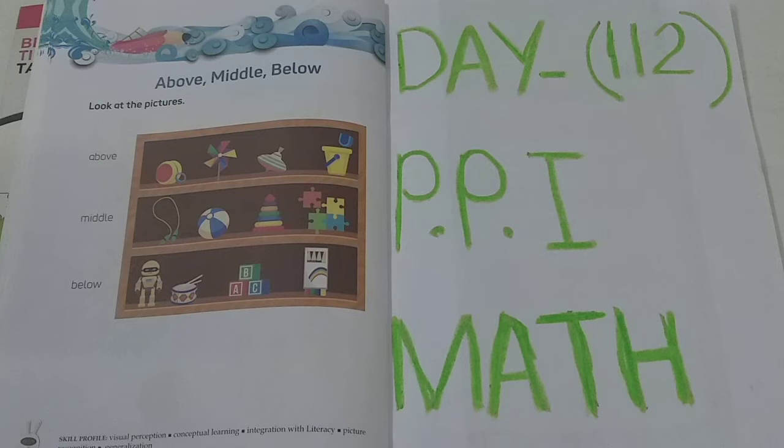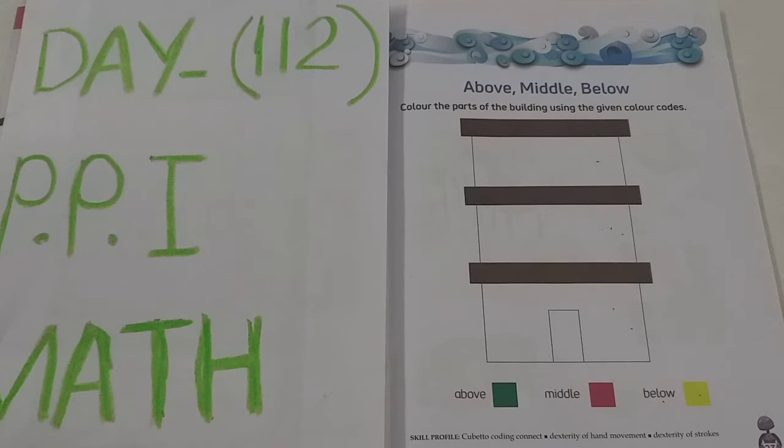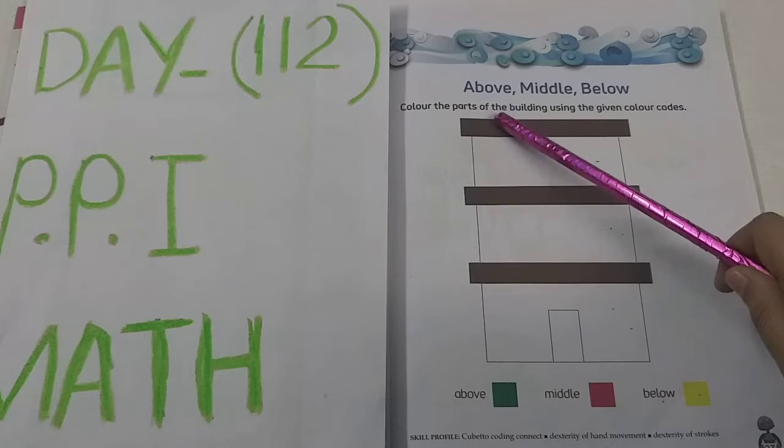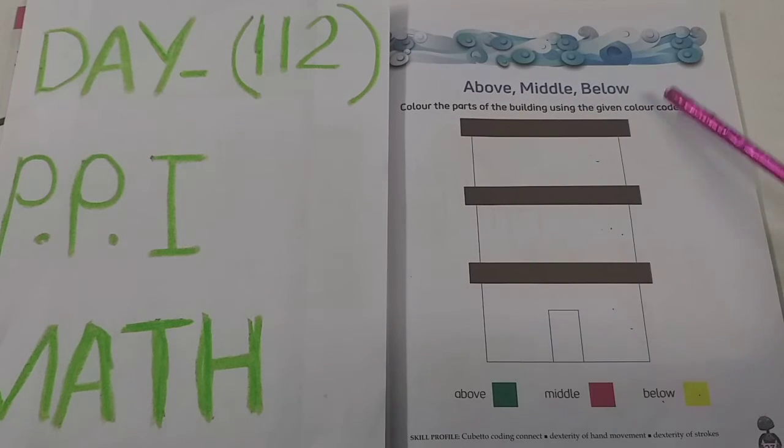With this we have an activity also, children. I'll show you that. Are you ready? Look at the activity, children. Above, middle and below. Color the parts of the building using the given color codes. See here, color the parts of the building using the given color codes.